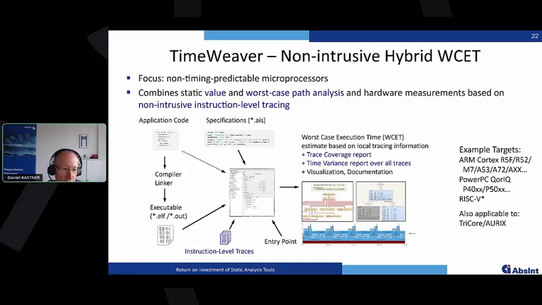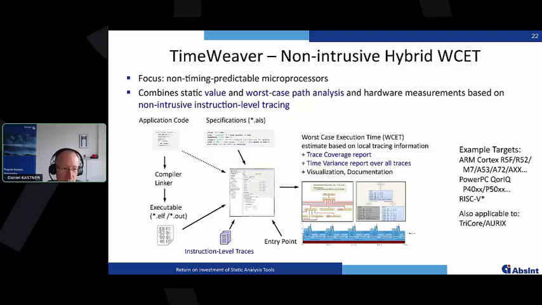So here the idea is again to compute a worst case execution time bound, this time for non-timing predictable processors. To take this into account, basically it means that we do not do a static model of the architecture here, but we use instruction level traces. And what's very important here is that these traces should be non-intrusive, so no instrumentation needed, because of course instrumentation would change the timing behavior of the program again. And happily many of these processors offer such non-invasive trace interfaces we can just use.